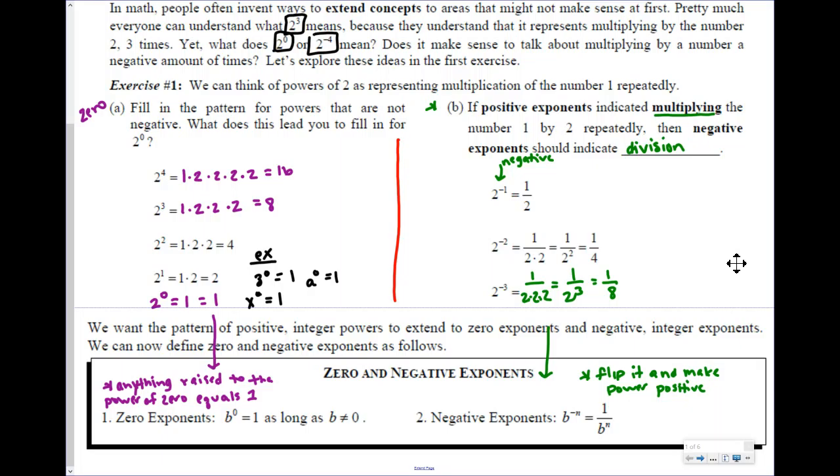So to sum up, anything raised to a zero power is 1, and anything raised to a negative power, you flip it, put it as division, and make the power positive. So let's look at some examples of this as practice.